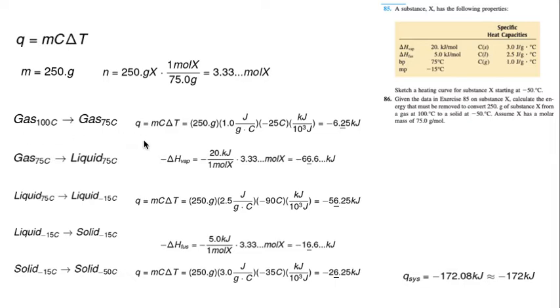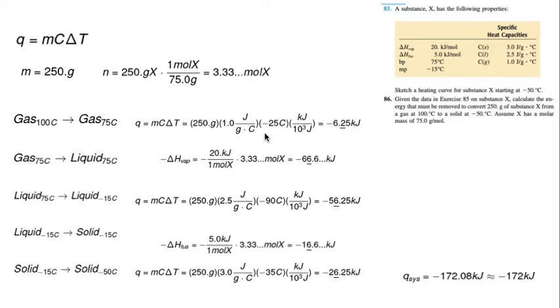So let's begin with the first calculation. Q is equal to MC delta T. We will use the mass given to us, 250 grams, and the heat capacity of the gas. So notice here, the heat capacity of the gas is 1 joule for every gram being raised 1 degree Celsius. So this is the heat capacity of the gas. And then we're going to provide our change in temperature, our delta T. And change is always final minus initial. So always final, 75 here, minus 100.